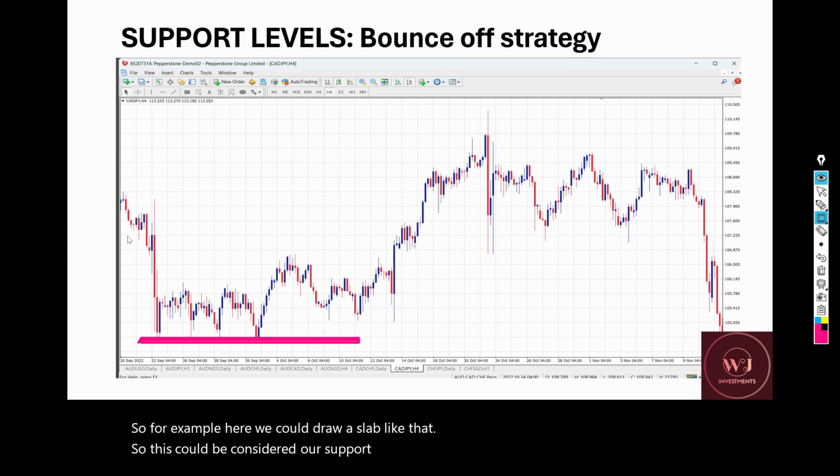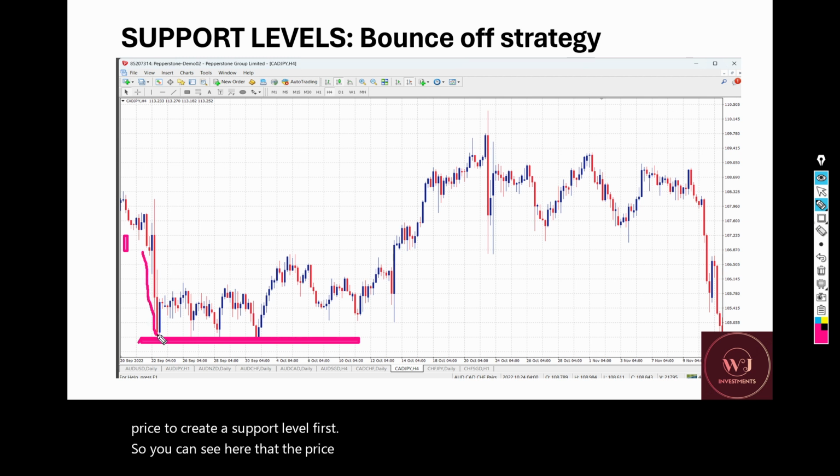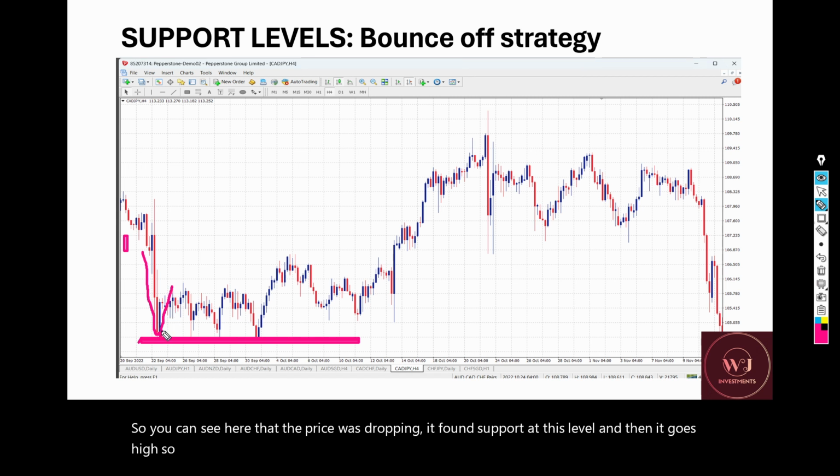So for the bounce off strategy, we wait for the price to create a support level first. You can see here that the price was dropping. It found support at this level and then it goes high. So here we don't trade because it is not yet a confirmed support. When the price comes back to that level, that is when we wait for an entry.